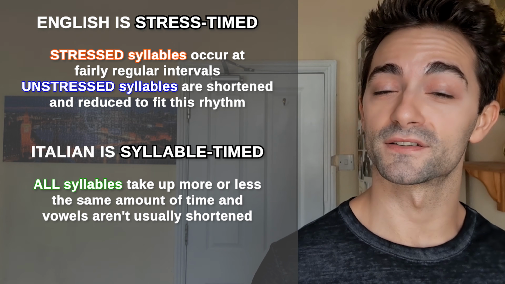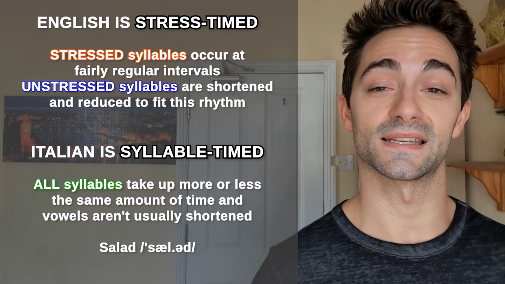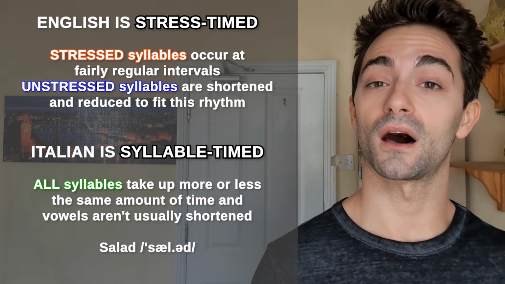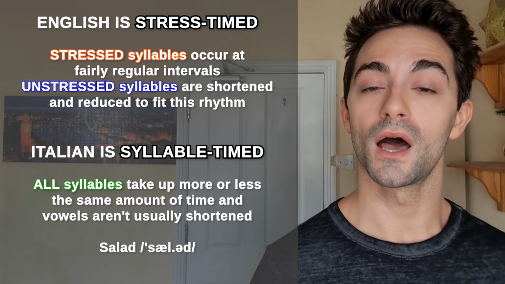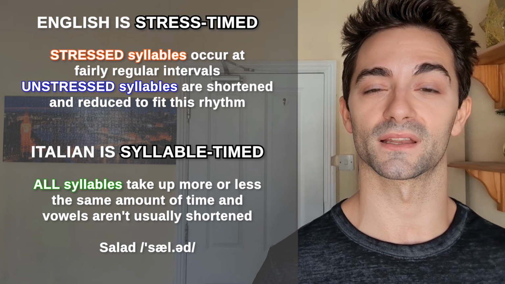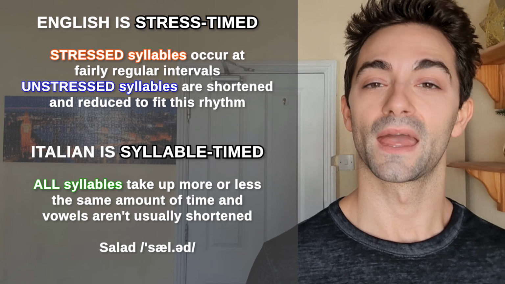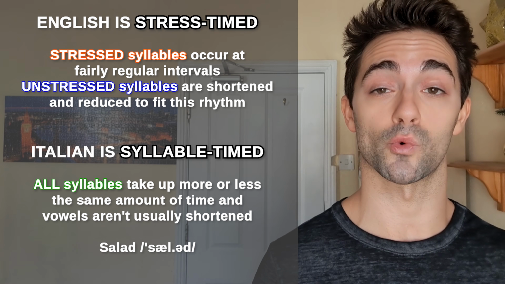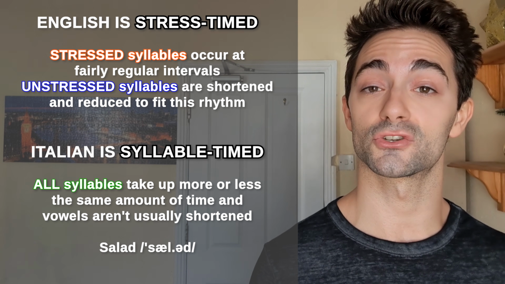Going back to our first word, if I were to read this in an Italian accent, I would still stress the first syllable, but I would still keep a full sound in the second one as well. So I would say something like salad. In English, however, because the first syllable is stressed and the second one isn't, the second one is shortened.